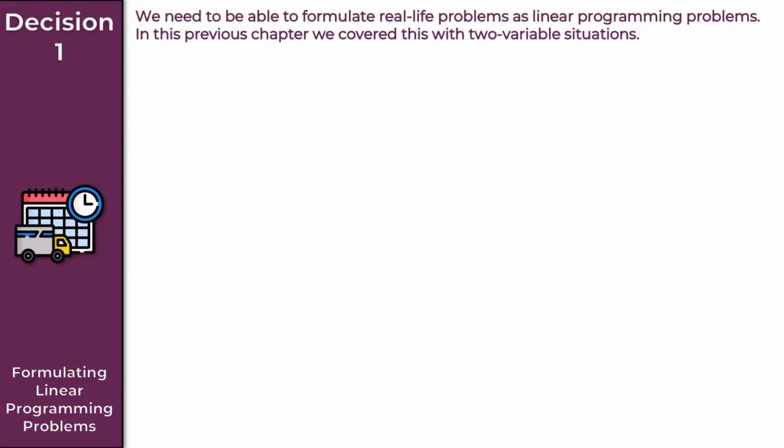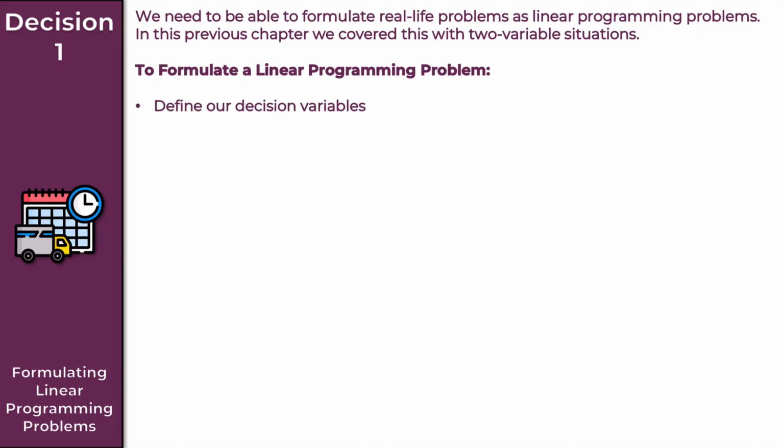In this video here, we're going to take a look at formulating linear programming problems. Now, we need to be able to formulate real-life problems as linear programming problems. And in the previous chapter, we covered this with two variable situations. So to formulate a linear programming problem, we start by defining our decision variables. We then write down the objective. And then finally, we write down the constraints.